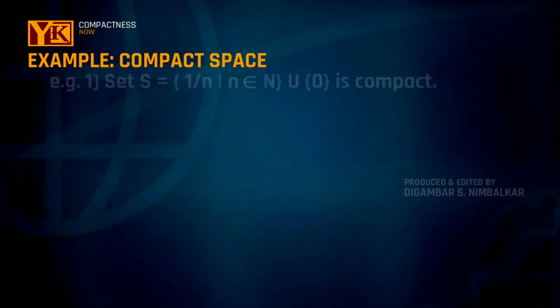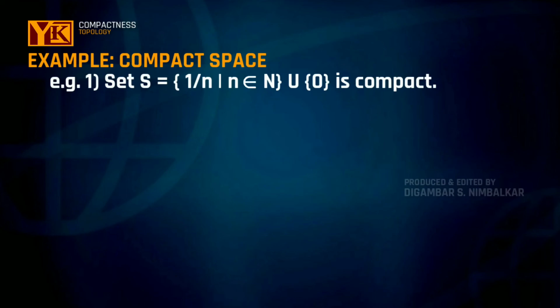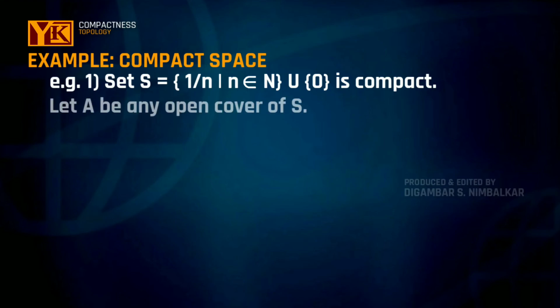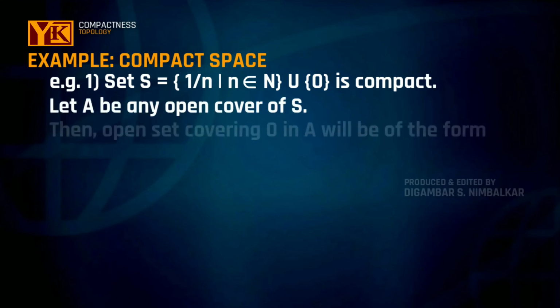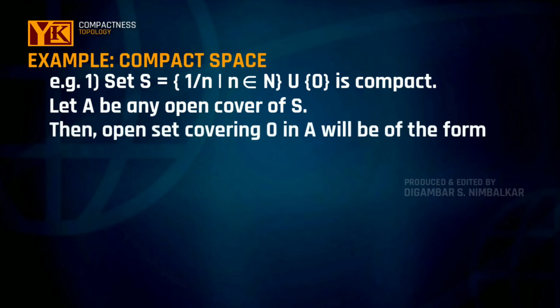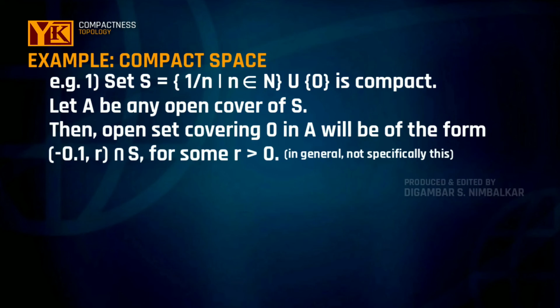Now if we consider the set or collection containing elements 1 over n, such that n is a natural number, union with the singleton 0, then this space is a compact space. We'll see how it is compact. For this, consider A to be any arbitrary open cover of set S, then there will exist an open set containing 0, and it should be of the form open interval minus 0.1 comma R intersected with S.